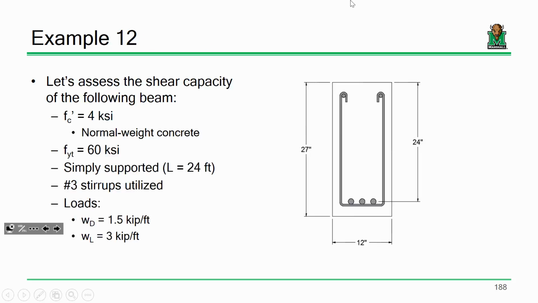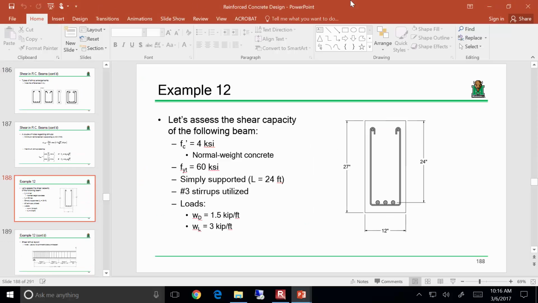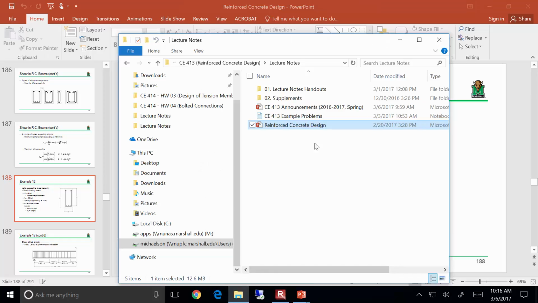All right, everybody good? Now I've got this WD is 1.5 kips per foot. One of the things that you weren't given is the self-weight, but we're going to have to go through and compute that because the beam is going to have to support its own self-weight as well. Let's get into some calcs with this.